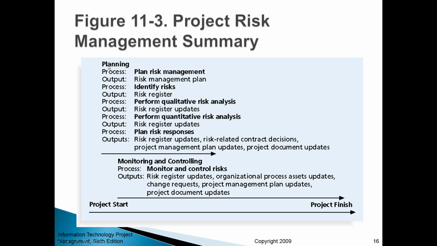Roughly, all those processes fall into two categories or phases. Processes related to planning for risk, and also processes or tasks related to monitoring and controlling risk in relation to a particular project. So here you have a list of processes under planning. These processes include planning risk management, identifying risk, performing qualitative and quantitative risk analysis, planning possible risk responses.